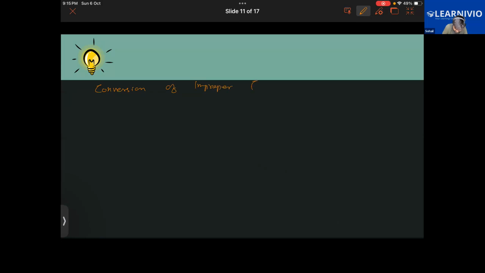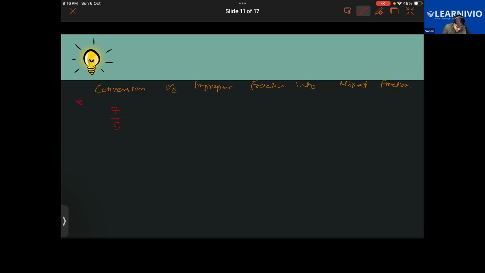conversion of improper fraction into mixed fraction. Okay, now we are doing the opposite. Let's take the number 7 upon 5. Let's say we have an improper fraction 7 upon 5. Is 7 upon 5 improper or not? How do we know this? Because the numerator is greater than denominator.